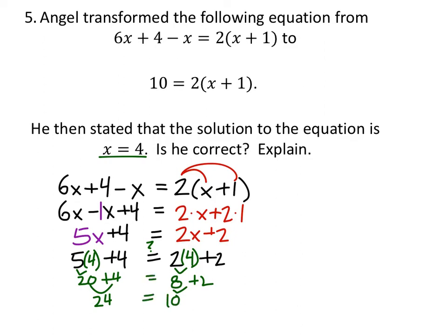So as it turns out, this is not correct. So is Angel correct? The answer is no. And our explanation is right there, because when x is 4, we get a false statement. In fact, we'll write that in, it's false. So we have our answer, is he correct, and also the explanation.